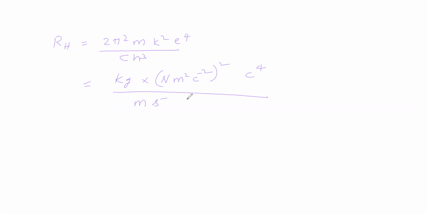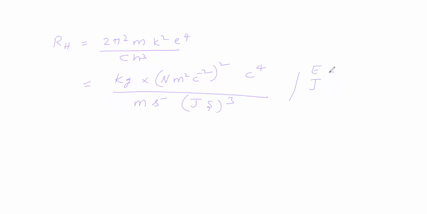H is called Planck's constant. That unit is joule second, and the whole cube is there, whole cube we will write. Now we will cancel the common units that we can cancel. Then joule is called energy unit.